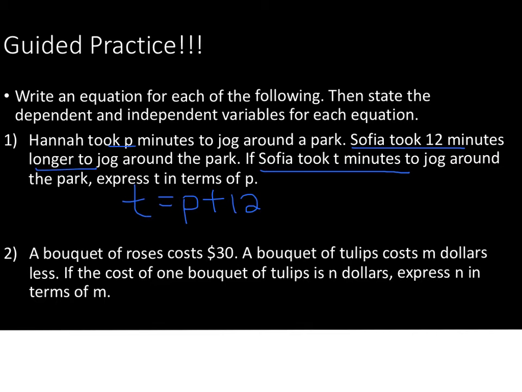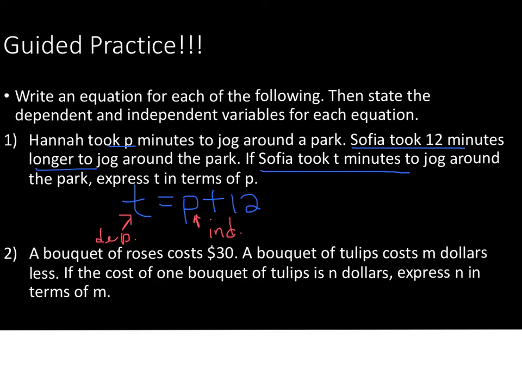And now I just need to identify my independent and dependent variables. So in this case, P will be my independent variable, and T is my dependent variable. On to the next one.